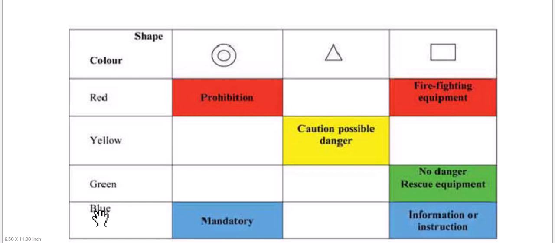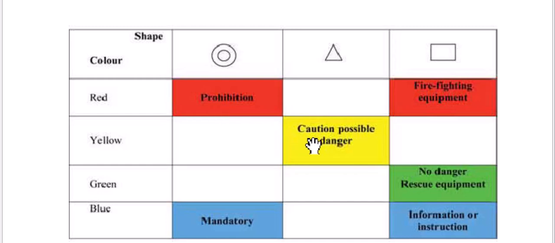So we also had blue with round shape, which meant mandatory, as we have seen in the previous information, where the mandatory signs, like wearing of the ear defenders, wearing of overcoat and overall, and all other mandatory information was given in the round shape but with a blue color. So there is a combination of the sign and the colors which means a certain specific information.